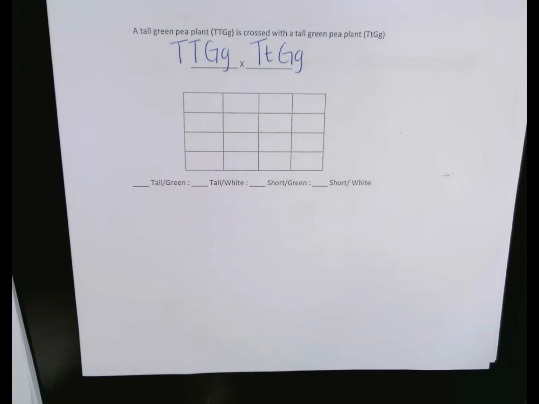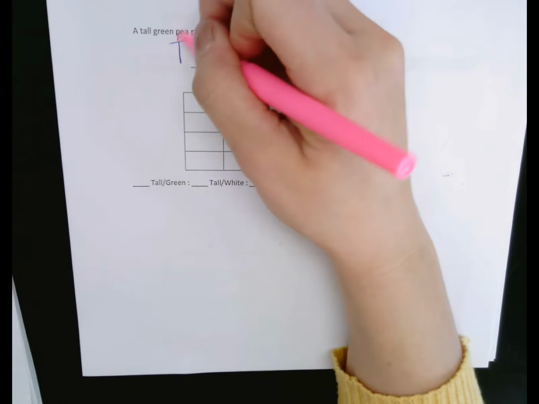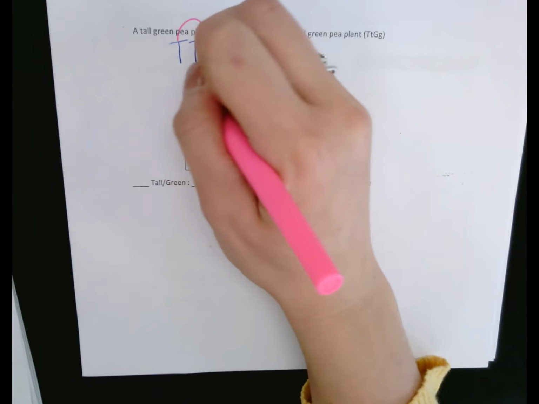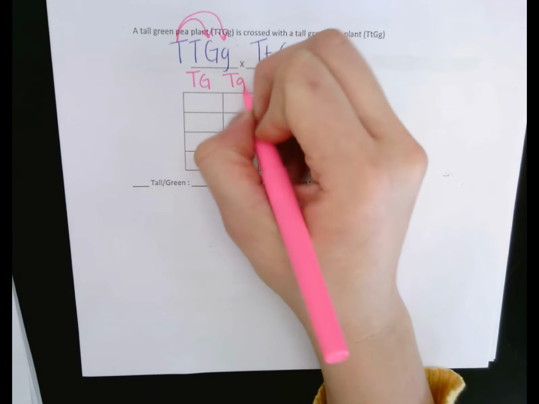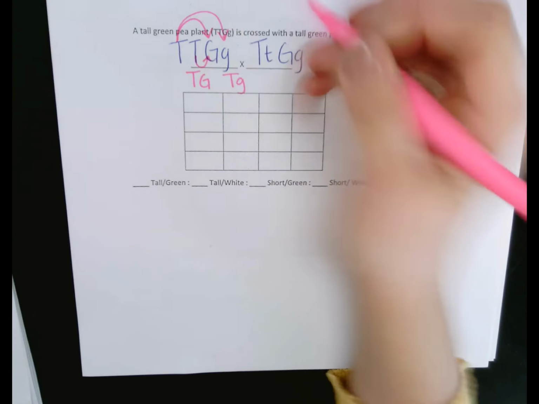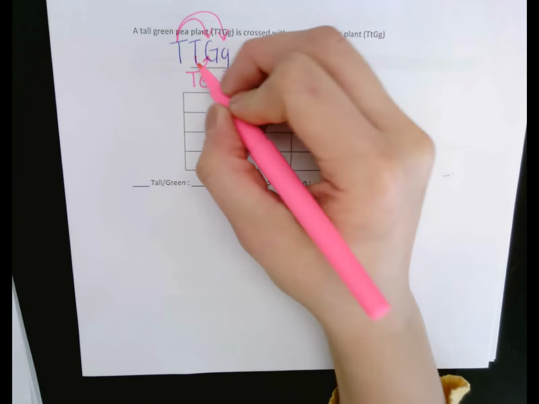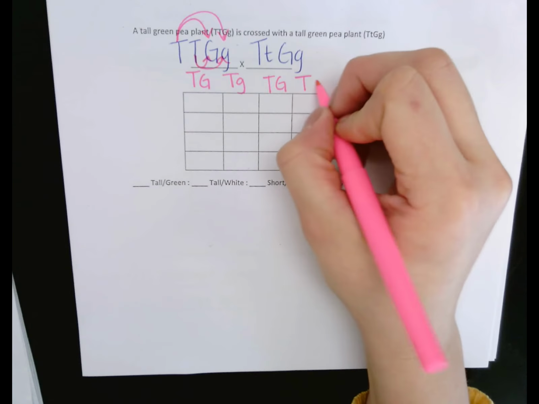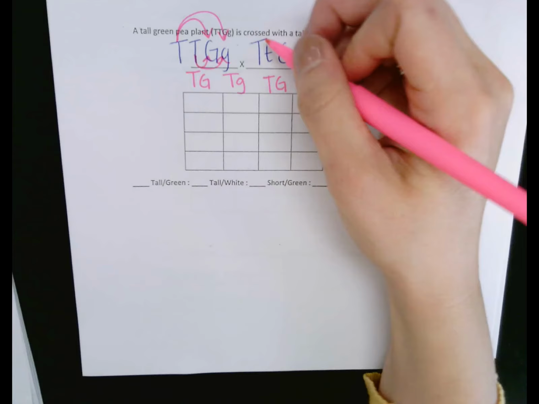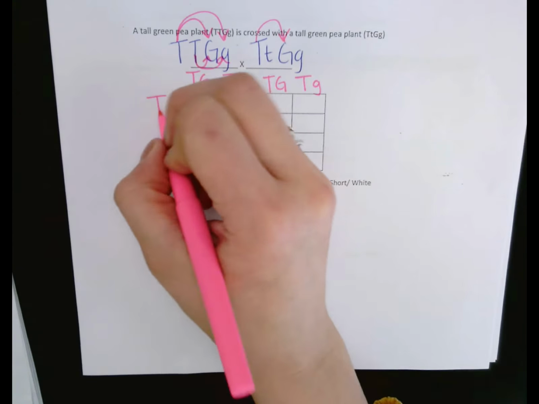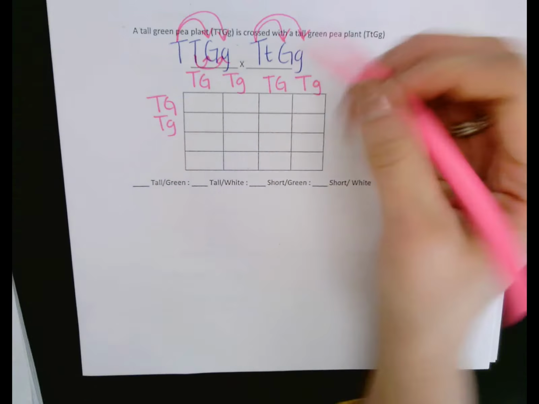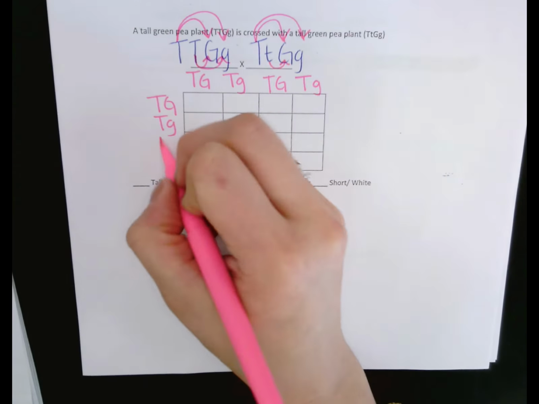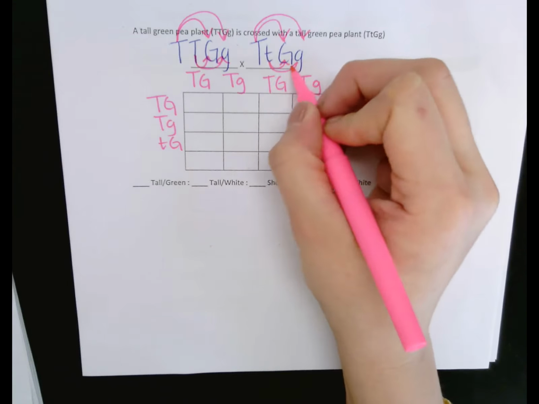So what I want to do first is we're going to have to FOIL, okay? So we've got big T can go with big G, so big T, big G. Big T can go with little g, big T with little g. This one, big T can go with big G. Big T can go with little g. Little t can go with big G. And little t can go with little g.